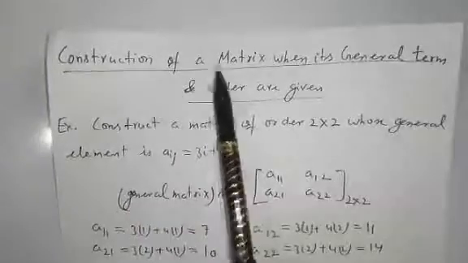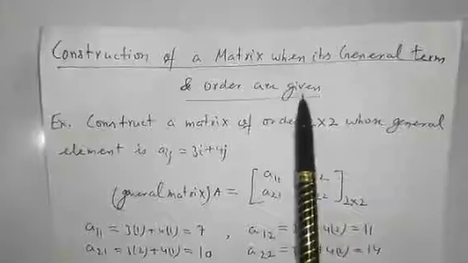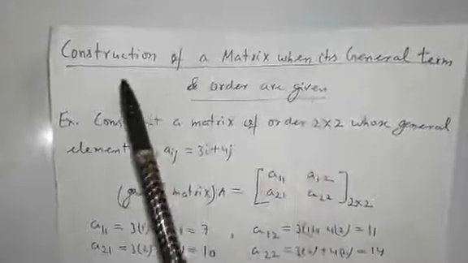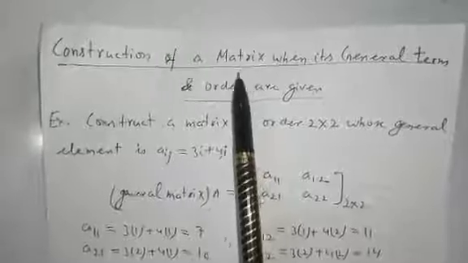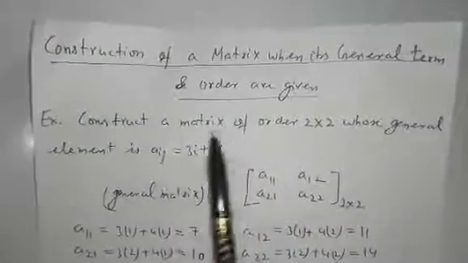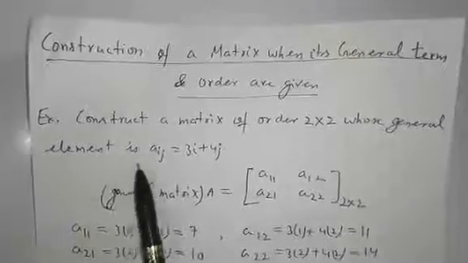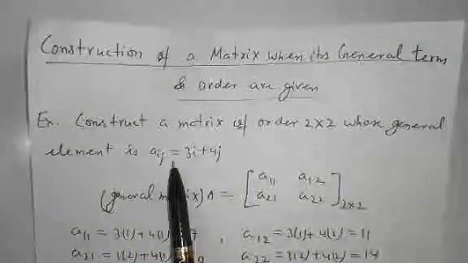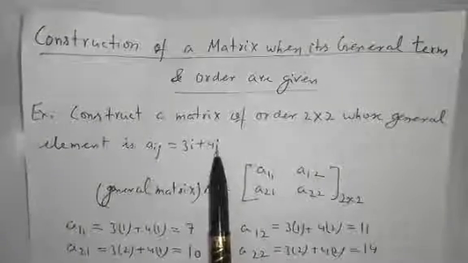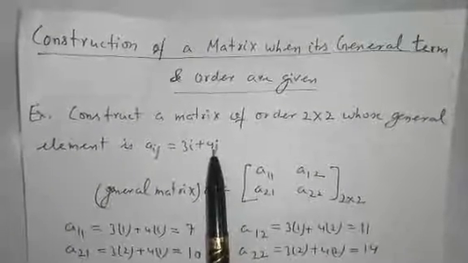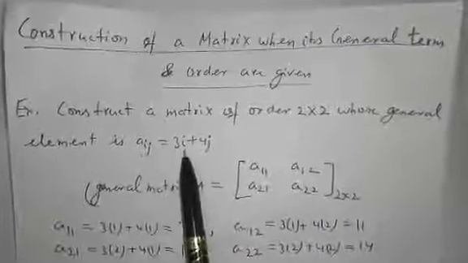Construction of a matrix when its general term and order are given. So for construction of a matrix, we take one example. Construct a matrix of order 2 into 2 whose general element is Aij equal to 3i plus 4j. So now we are going to construct a matrix of order 2 into 2 and the general term is defined.